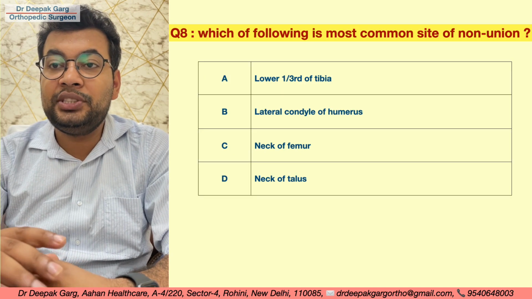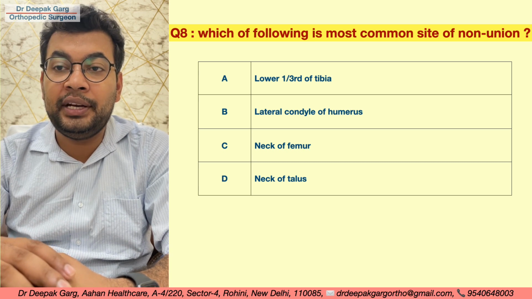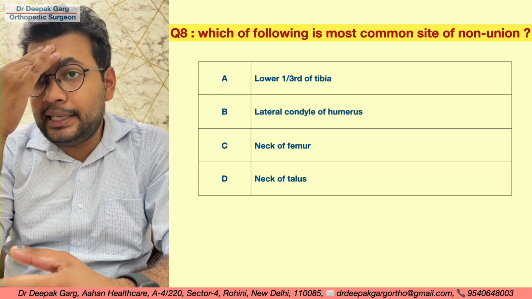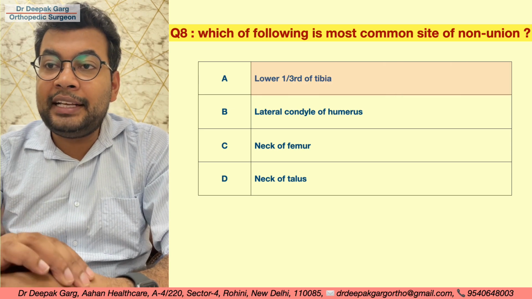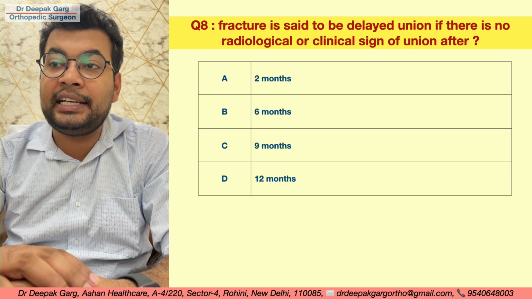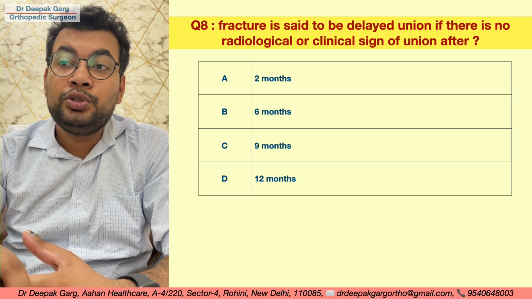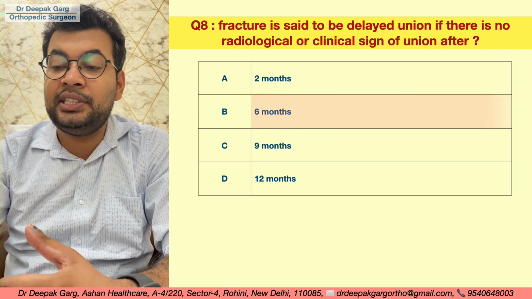So let's look at this question. Which of the following is the most common site of non-union? Lower third of tibia, lateral condyle of humerus, neck of femur, neck of talus. So the answer in this case is lower one third of tibia, answer A. Fracture is said to be delayed union if there is no radiological or clinical sign of union after 2 months, 6 months, 9 months, 12 months. So delayed union is said to happen if it is more than 6 months. So answer is B, 6 months.